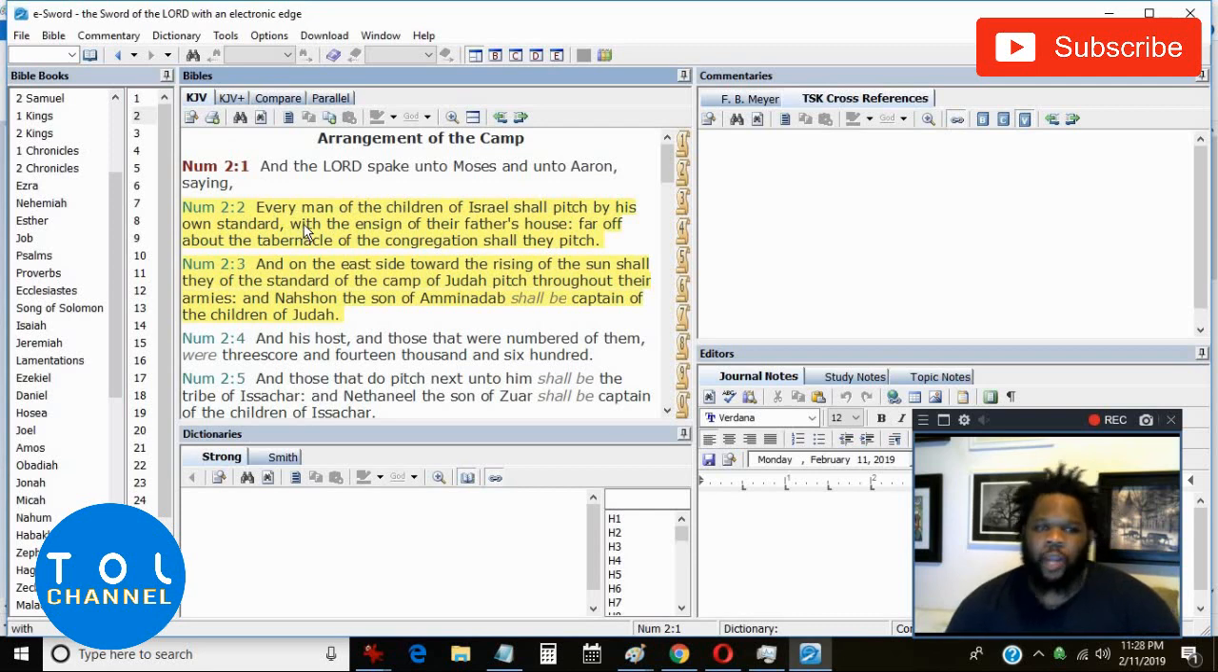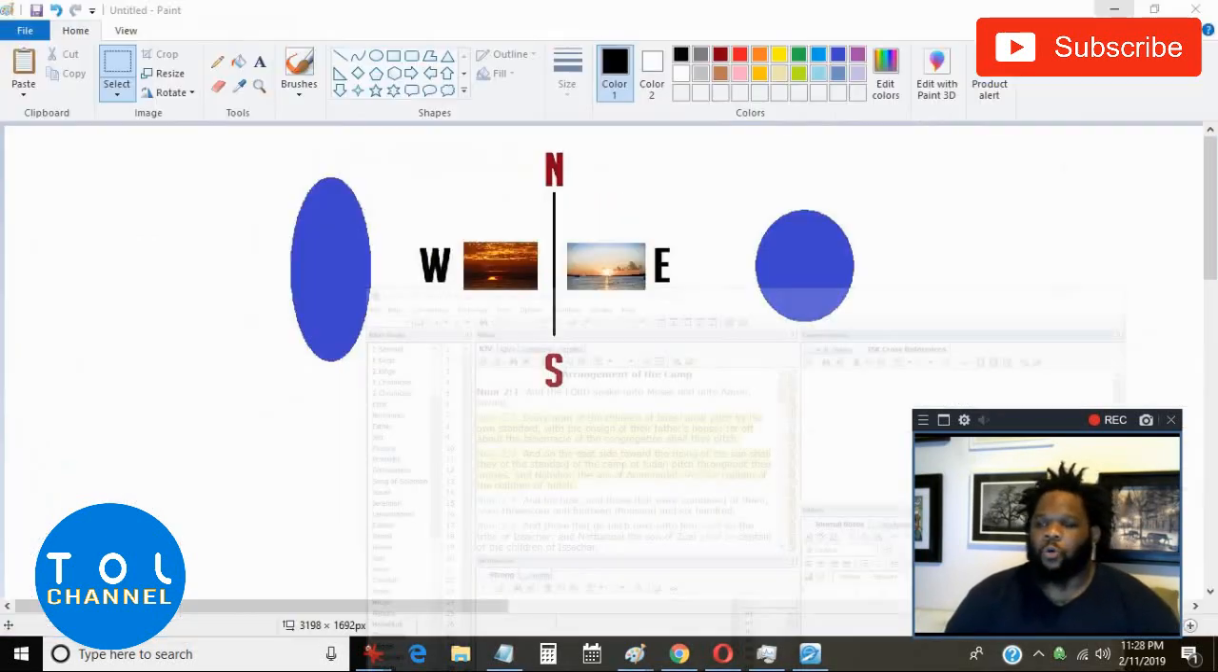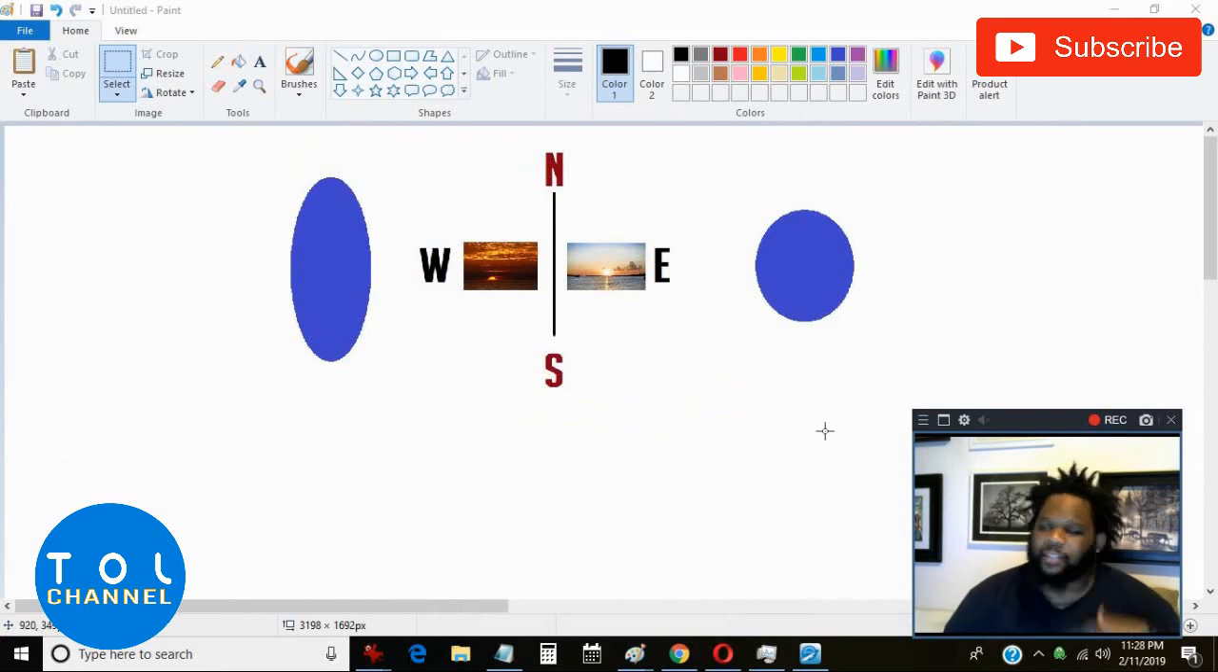Numbers 2:2, every man of the children of Israel shall pitch by his own standard, with the ensign of their father's house; far about the tabernacle of the congregation shall they pitch. And on the east side toward the rising of the sun. So already we know, boom, that's evidence. The rising of the sun is always east, no matter what anyone tries to say, no matter how you try and paint that picture. This is something that these heathens couldn't change in a book. So we always know east is always where the sun rises, no matter how you rotate the map.